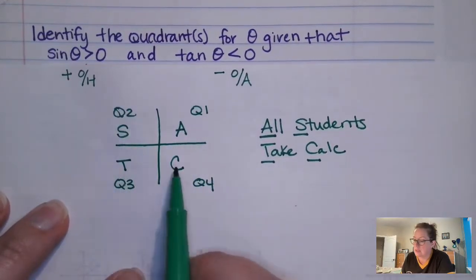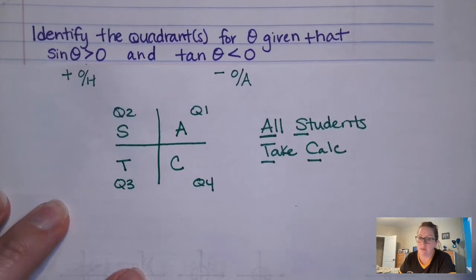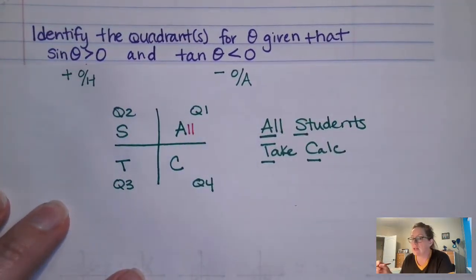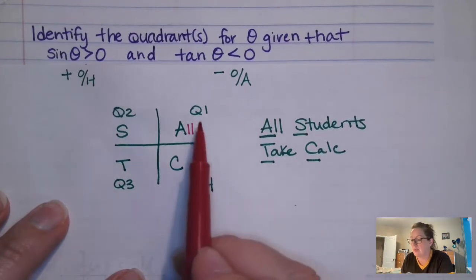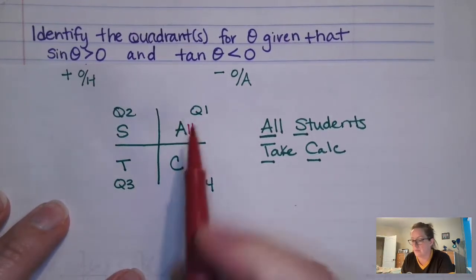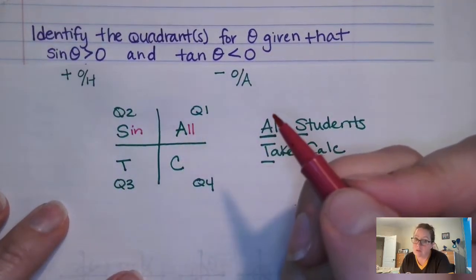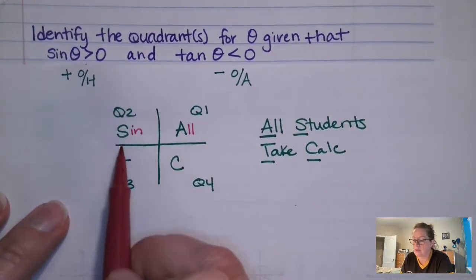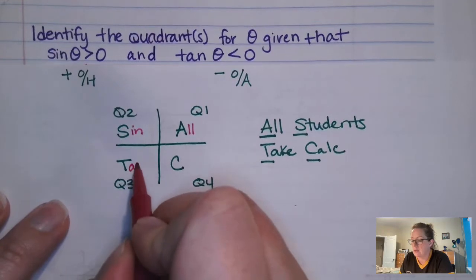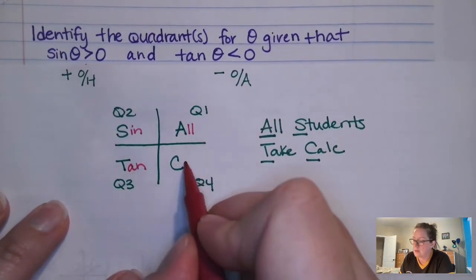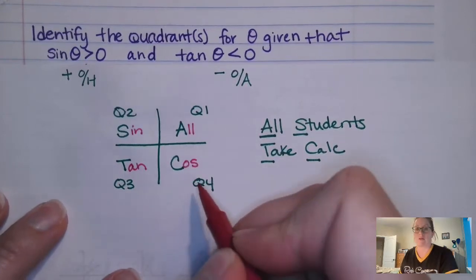All Students Take Calc. Well, that's great. What does that even mean? It means that all the trig ratios, sine, cosine, tangent, and the reciprocal identities, are going to be positive in quadrant 1. Only sine, and its reciprocal, cosecant, is going to be positive in quadrant 2. Only, you guessed it, tan is positive in quadrant 3. And what could the C stand for but cosine?